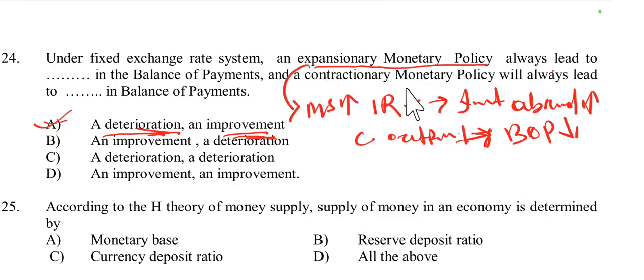Then contractionary monetary policy is the reverse of expansionary. Conversely, it tightens the monetary policy. When we reduce the money supply by raising interest rate, it makes domestic investment more attractive, and it leads to capital inflow and an improvement in the balance of payment. When contractionary monetary policy arises, it improves the balance of payment situation. So option A is right here.